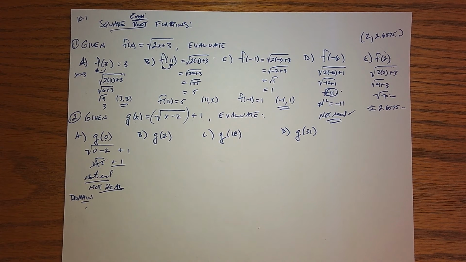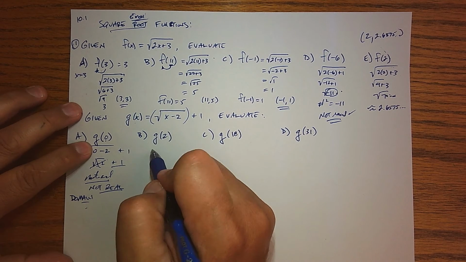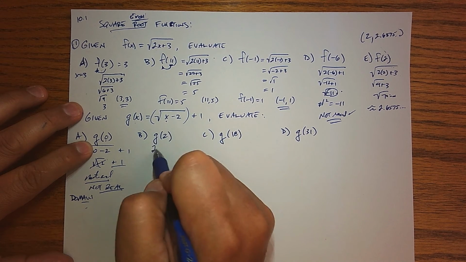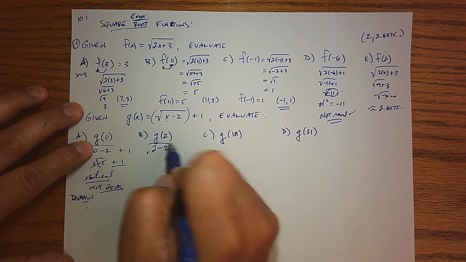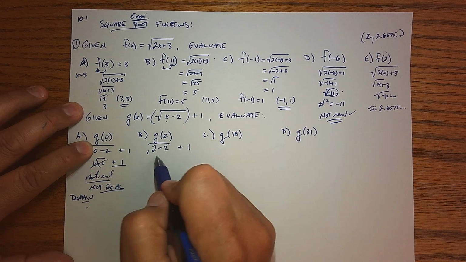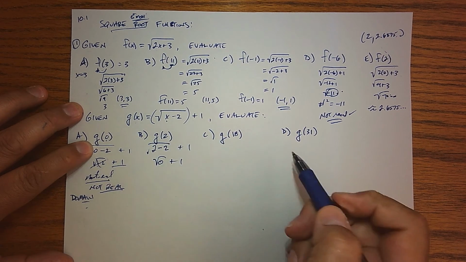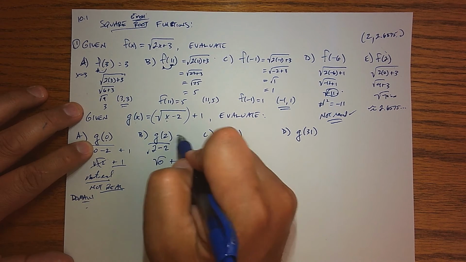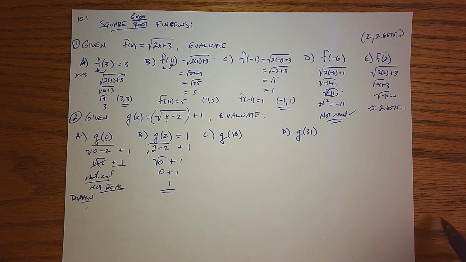So again, right now the answer is not real. G of 2, well, again, I'm going to my function. I'm replacing that x with 2. So we get the square root of 2 minus 2, plus 1. This is the square root of 0 plus 1. The square root of 0 is 0, and so we get a 1 out of that. So g of 2 is 1.